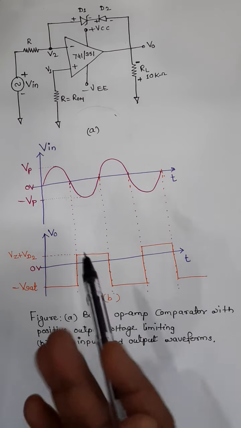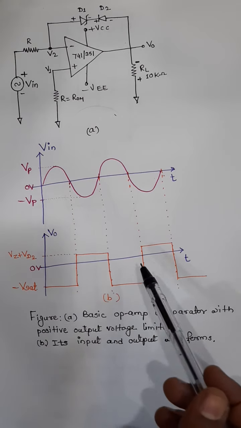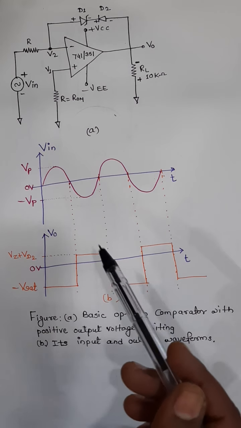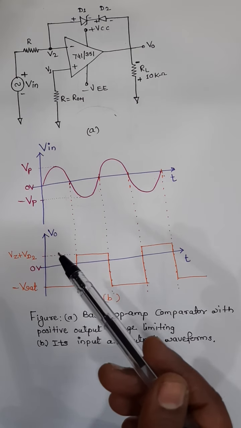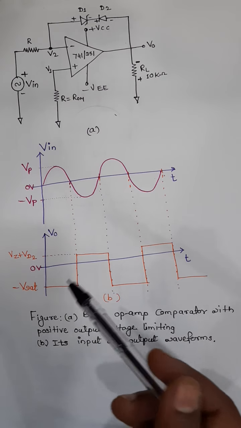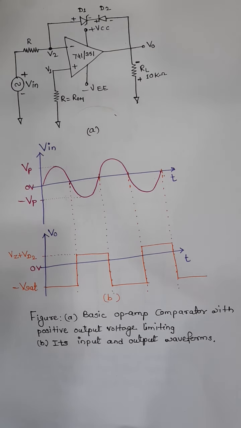In this way, only by interchanging the diodes, we can make the negative output voltage limiting also. Okay, so this is one of the things that we did here. Another thing, if we want, is that there are many arrangements that we can make with the voltage limiter circuit. Till now we have seen two types.